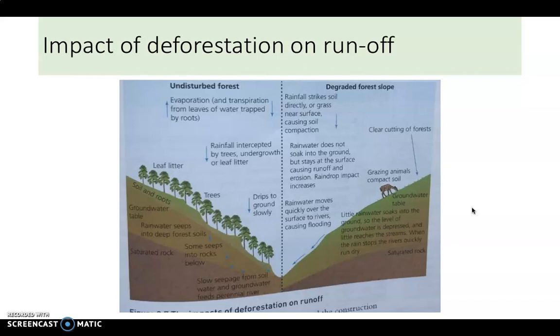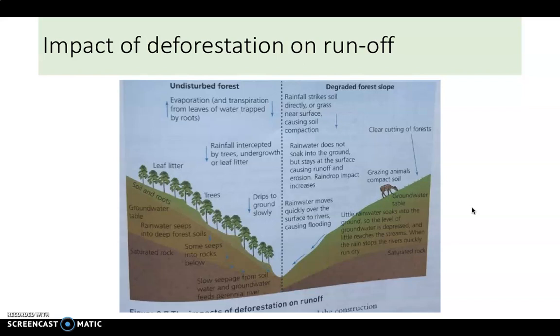So degraded means that it's been changed, the trees have been removed, and now what we're finding is that the rainfall will hit the ground directly. It causes the soil to become compacted and makes it more solid. This means less rainwater can soak into the ground, and you're going to get more levels of runoff.